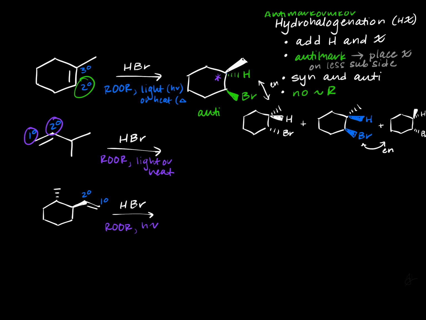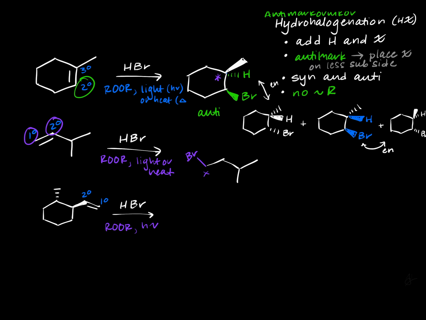Let us put the bromine on the primary carbon, right? Because this is an anti-Markovnikov reaction. I have to place my halogen on the less substituted side. So let's do that. So I place the Br off of the less substituted side. I place a hydrogen here, but again, you don't have to draw in that hydrogen, so we'll just leave it there.